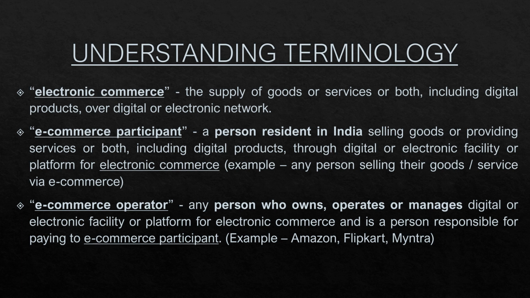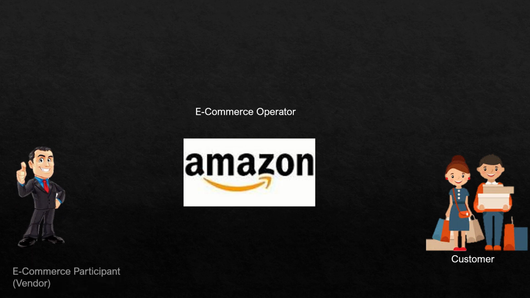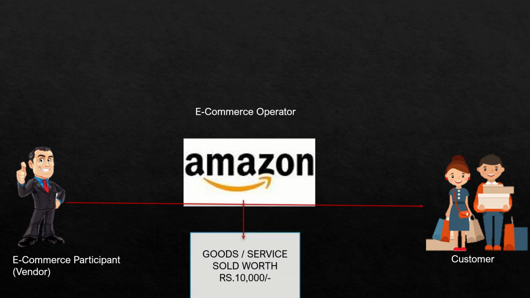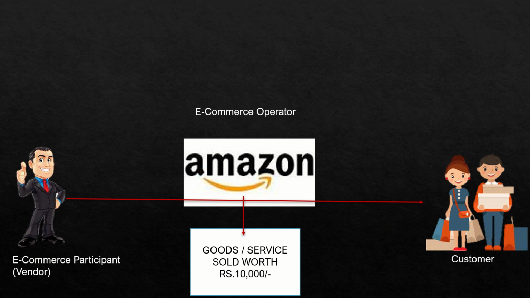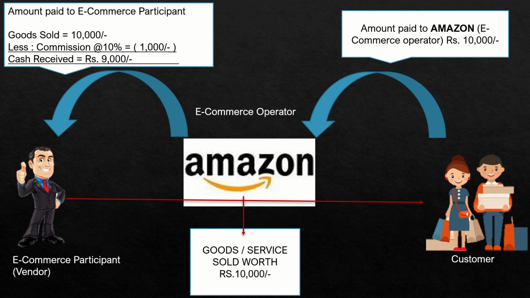Now for your better understanding, let me explain how an e-commerce transaction was taking place prior to the introduction of this section. First, the customer places an order via the e-commerce operator, in this example Amazon. Then Amazon passes on the order to the e-commerce participant, who is nothing but a vendor selling goods or offering services, to fulfill the obligation. Once the goods or services are delivered, the customer makes the payment to Amazon in full, and in return Amazon remits the amount to the vendor after deducting its commission fee. This was how the transaction was taking place prior to the introduction of this section.